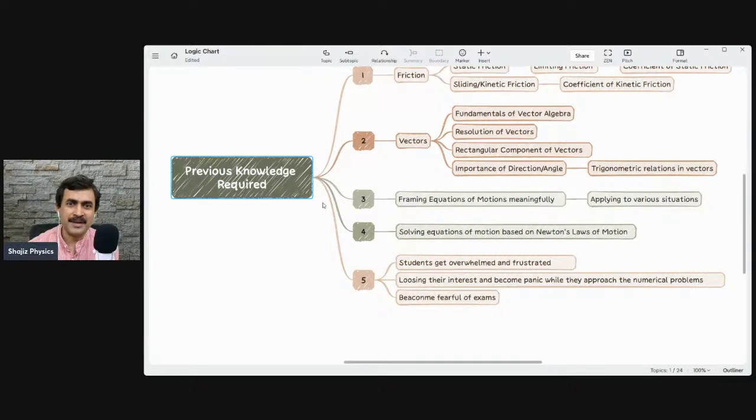But here what is happening? Then again, they are becoming fearful of examinations. See, we are focusing only on the results, marks, and ranks they are getting in the entrance examination.